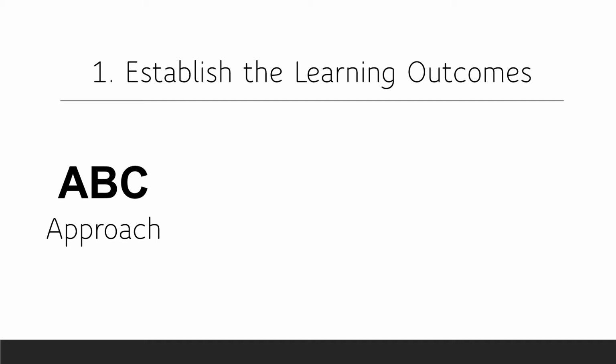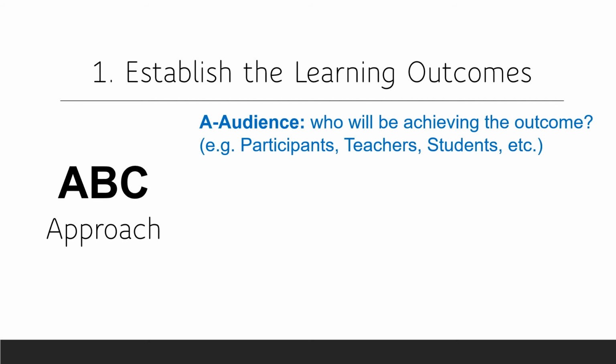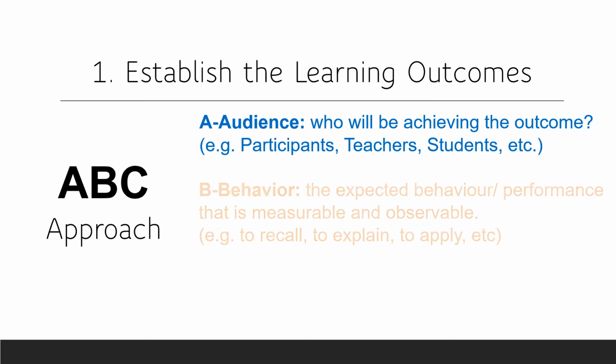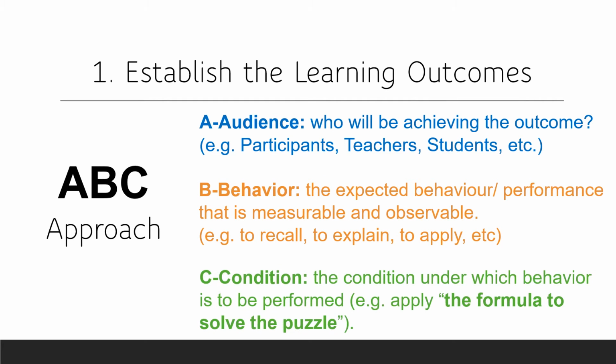The process of writing a learning outcome can be simplified by following a basic formula, the ABC approach. By using this formula, you'll be able to create clear and effective learning outcomes. Basically, it contains 3 elements. The A stands for the audience, the B stands for the behavior, and the C stands for the condition.